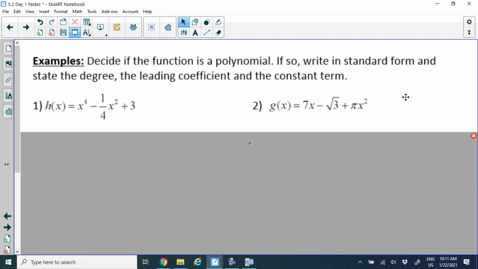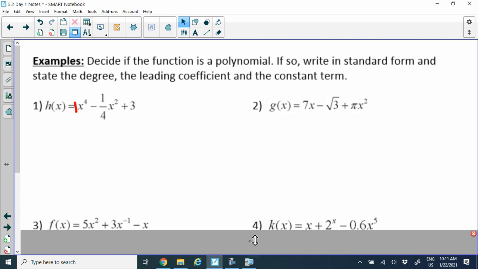Okay, 2 things need to be satisfied. 1, are the exponents whole numbers? Well, we have 4 and 2. So yes, those are whole numbers. Okay, now our coefficients have to be real. So notice on x to the 4th, that coefficient is going to be a 1. So it's 1, negative 1/4, and 3. Are those real numbers? Yes, they are. There's no i, so they are real. So yes, this is a polynomial here.